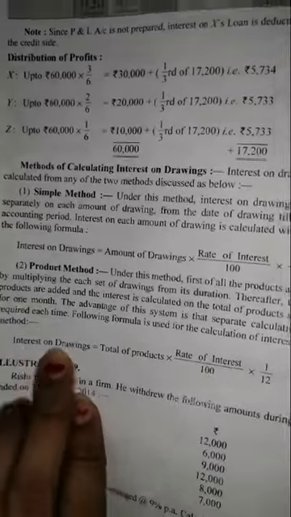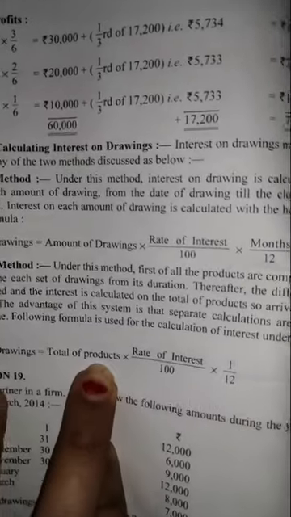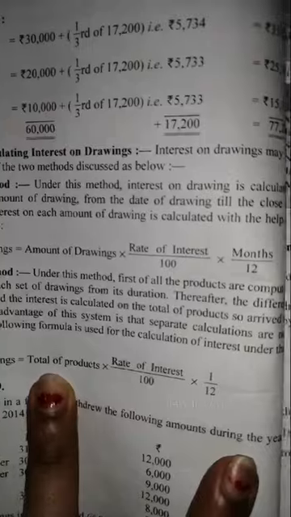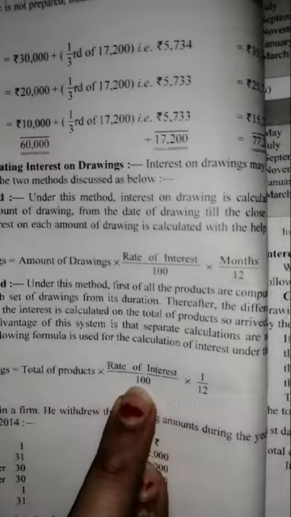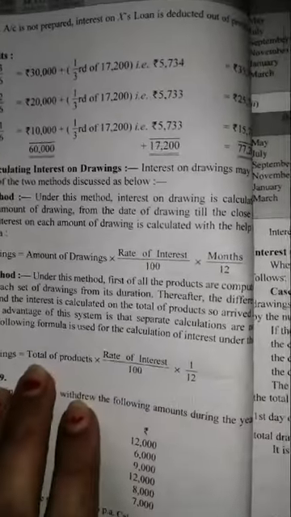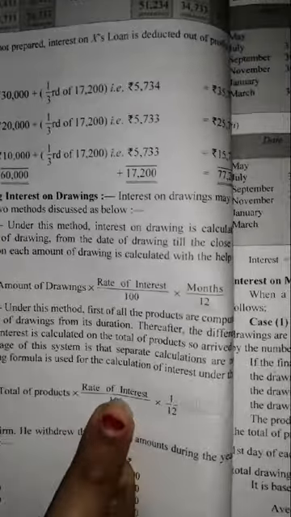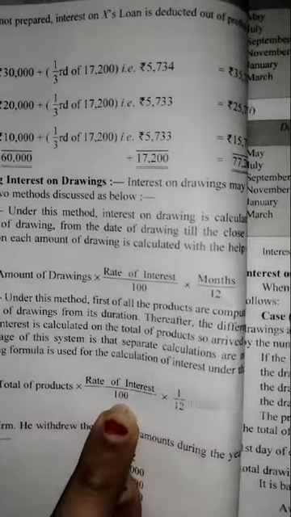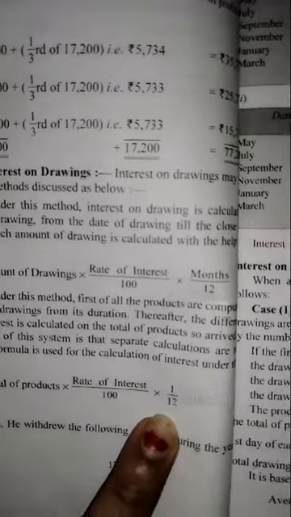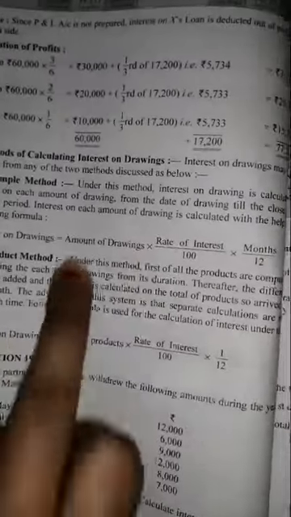Here we will calculate interest on drawing. For calculating the interest on drawing, we take the total of the product of the amount which has been withdrawn and the period for which the amount has been withdrawn. Both figures are multiplied together and the total of the products is taken. Then the rate of interest is divided by 100 and it is calculated for a single month. The interest will be the same in both methods.